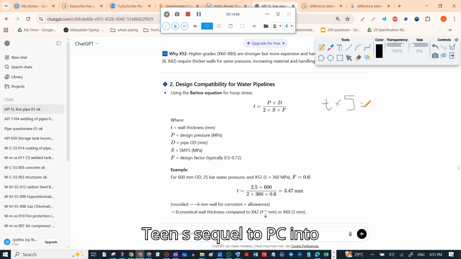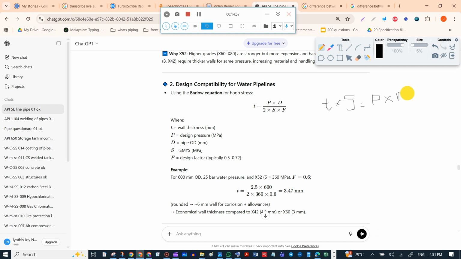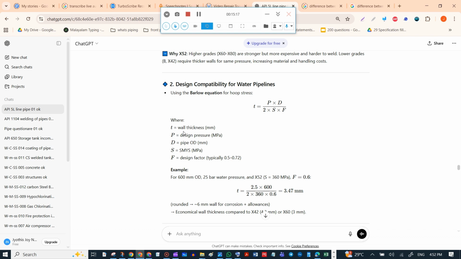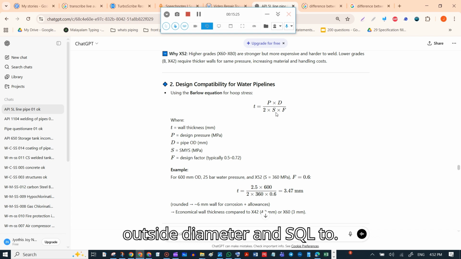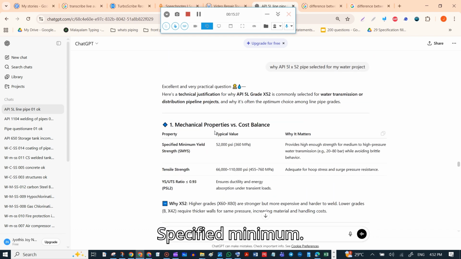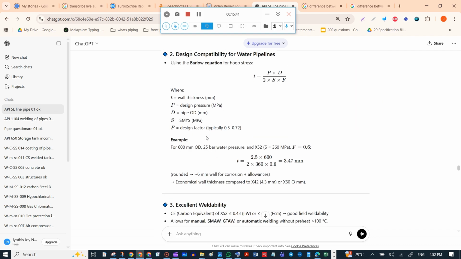T into S is equal to P into D, divided by 2F. That is Barlow's law. T is the wall thickness, P is the design pressure, D is the outside diameter OD, and S is the specified minimum yield stress. The design factor F is typically 0.5 to 0.72.